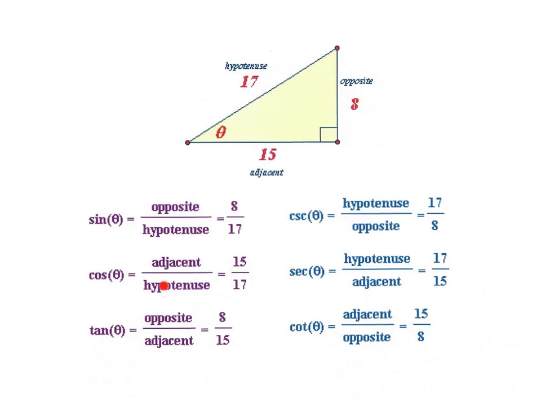Cosine is adjacent over hypotenuse. Well, its reciprocal is called secant. Secant is hypotenuse over adjacent. And tangent is opposite over adjacent. Its reciprocal is cotangent, adjacent over opposite.